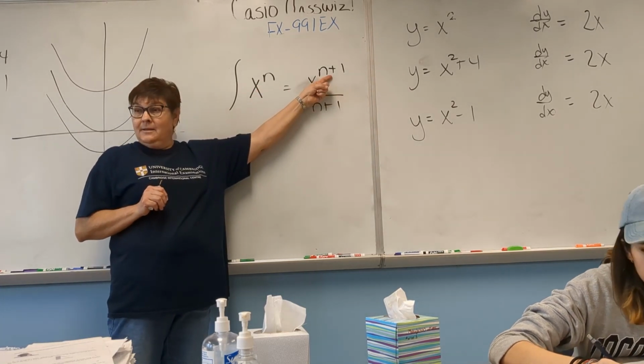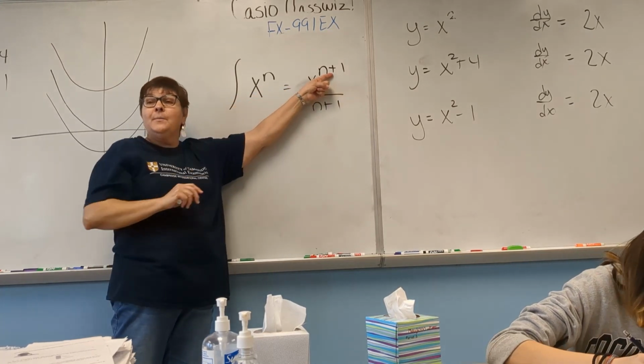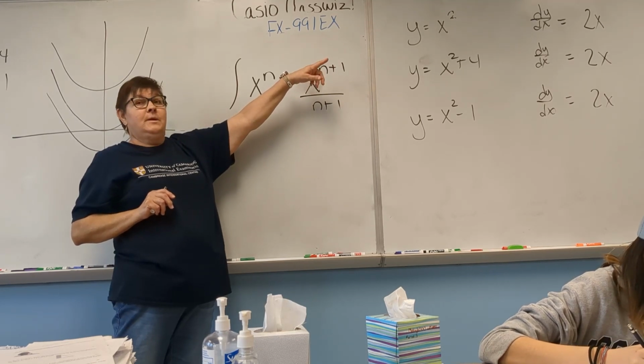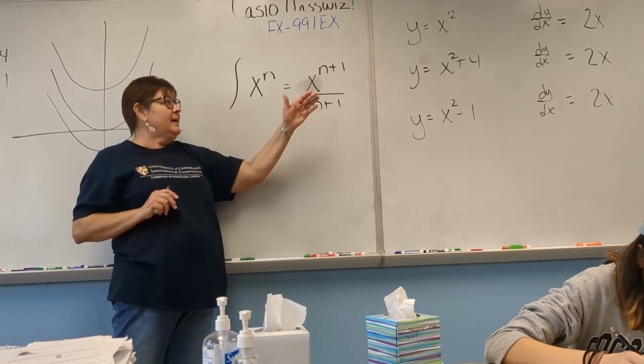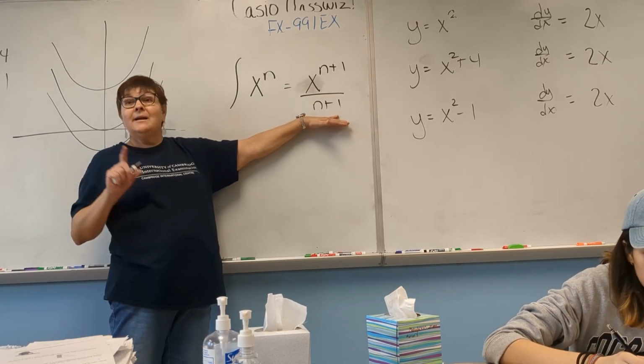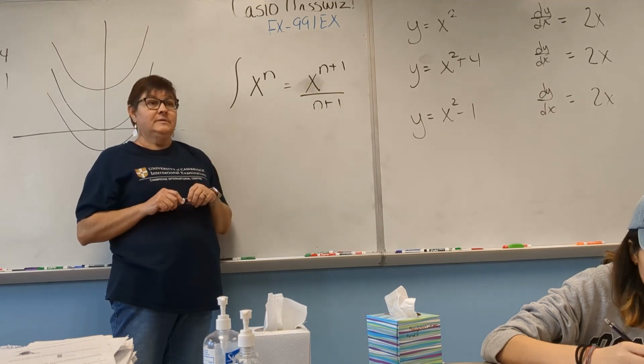I'm adding 1. What did I do when I took a derivative? I subtracted 1. So it's opposite. So I add 1, and then I took that exponent and I brought it to the front to multiply. Now what's happening to that exponent? I'm dividing by it. Again, the complete opposite of what I did for the derivative.